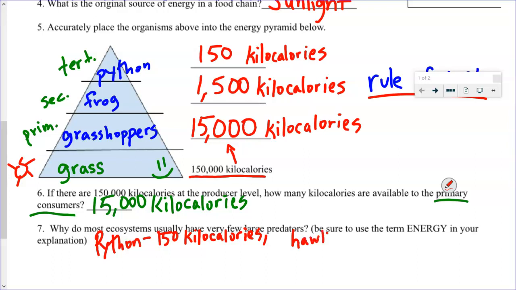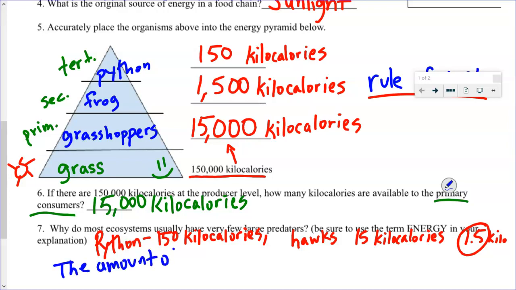Well, the hawks would have about 15 kilocalories. You see our numbers getting smaller. Let's say maybe there's a larger predatory hawk out there that's even bigger than these hawks, and it's out there eating. Then we're down to 1.5 kilocalories. Look at what's happening to the amount of energy available to a population the higher and higher we go on the energy pyramid.